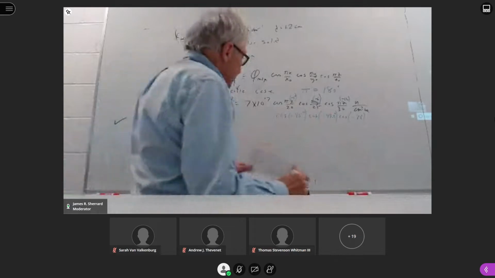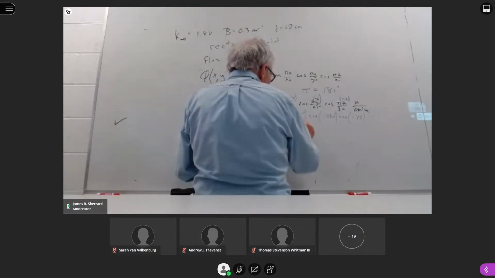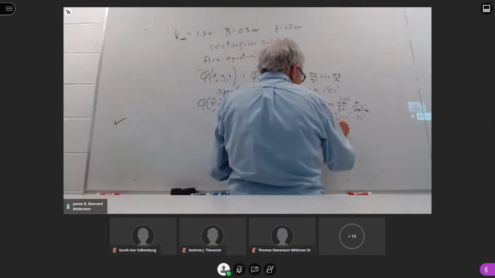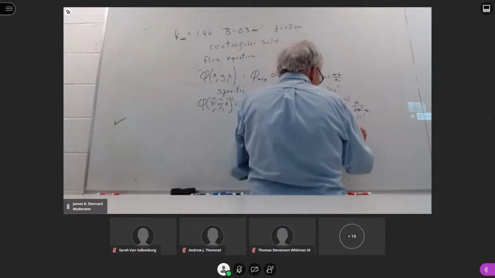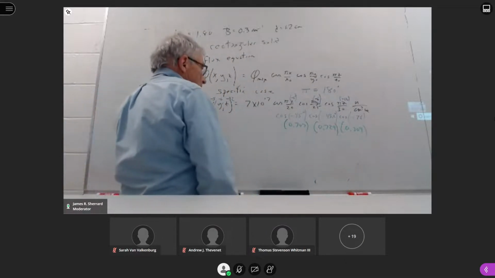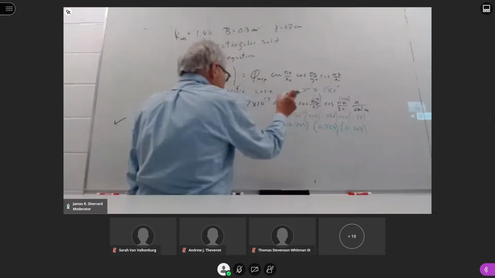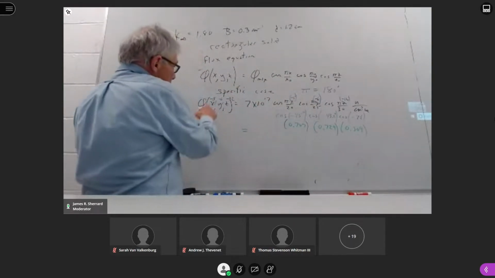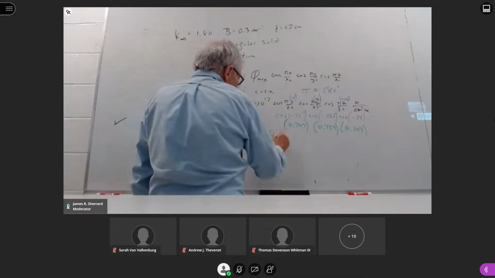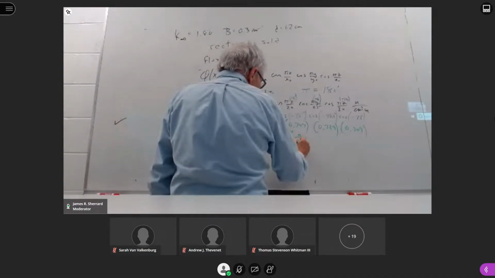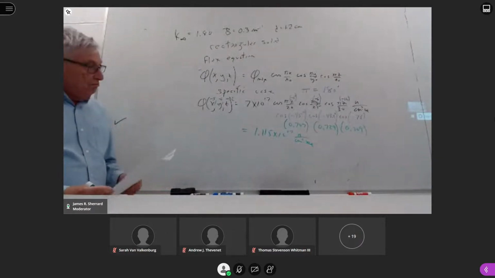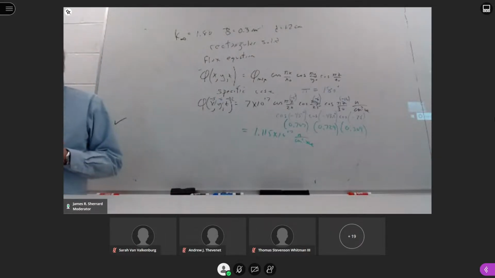If I then do that calculation, this comes out to be 0.707. This comes out to be 0.729. And this comes out to be 0.309. Okay. If I multiply this times this times this times the flux max, I have the value of the flux at that specific point to be 1.115 times 10 to the 17th neutrons per square centimeter per second. Fairly straightforward. Any questions on that part?